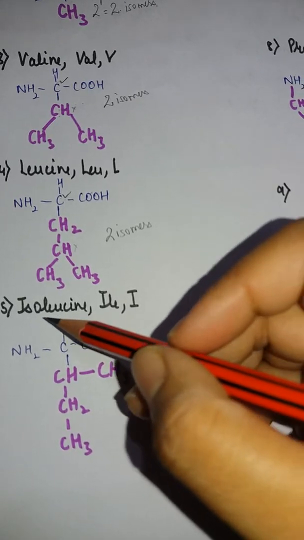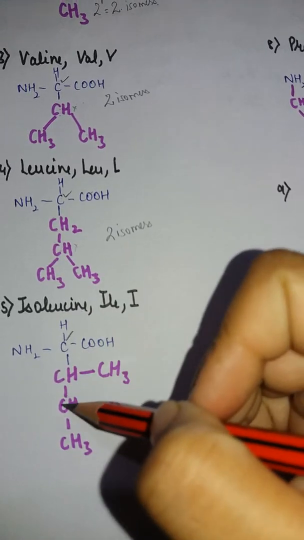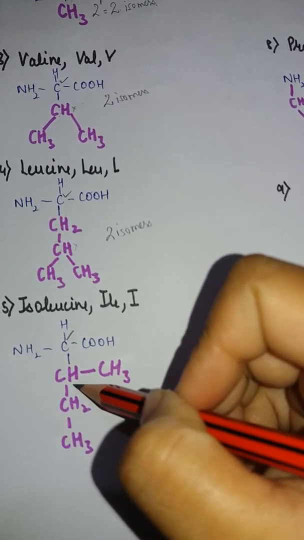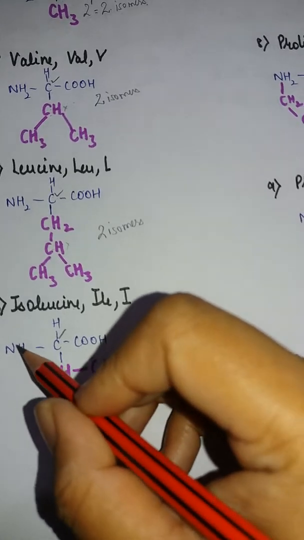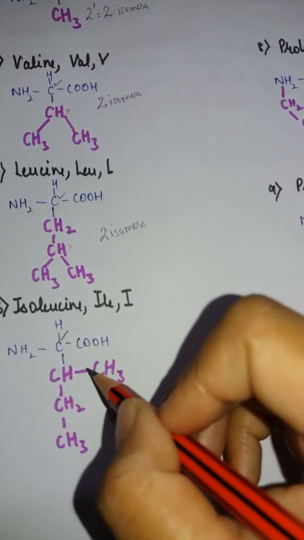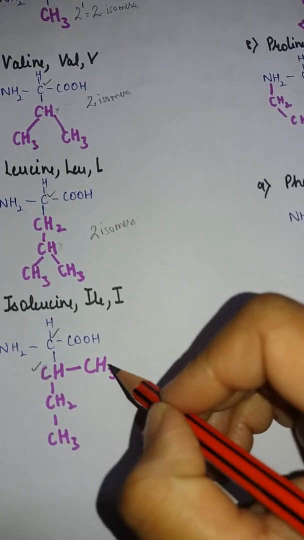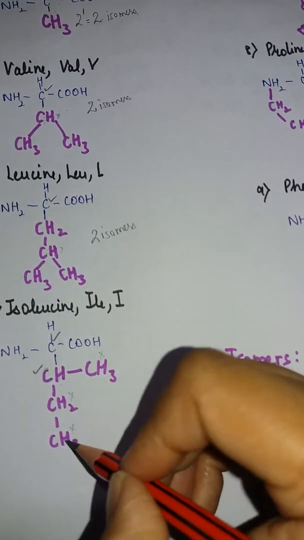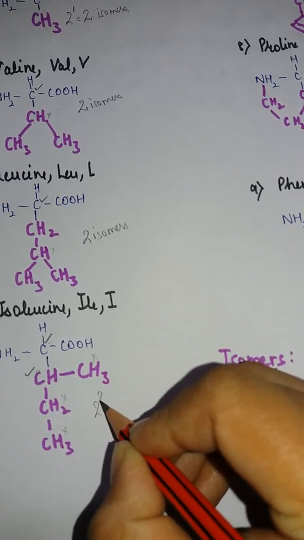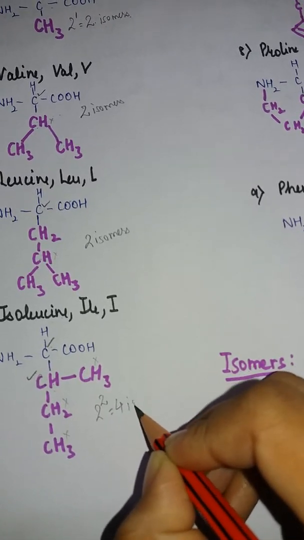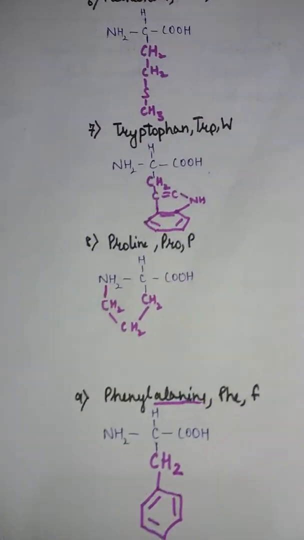So then let's talk about isoleucine. This carbon is a chiral carbon because 4 different groups are attached to it. Then we will talk about this. This carbon contains 1 hydrogen group, 1 this group, and 1 CH3 and 1 CH2CH3. So this carbon is also a chiral carbon. This is not, and this is not. So it contains 2 chiral carbons. According to the formula, 2 to the power 2 is 4. So 4 isomers are possible for isoleucine.